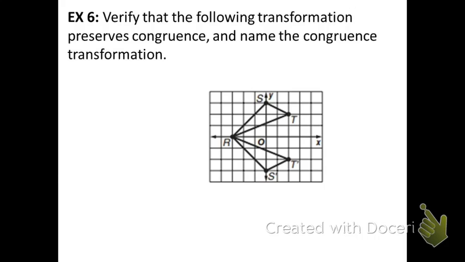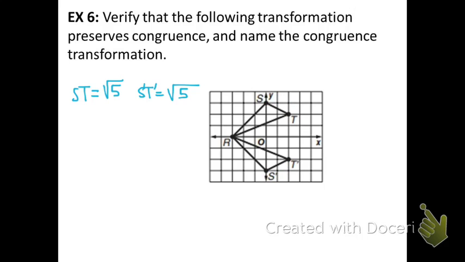On 6 it says verify that the following transformation preserves congruence, and then name the transformation. So to do this, we're going to find the length of TS. To do that, you can either use the triangle method using the Pythagorean theorem, or you can use the distance formula. Now the Pythagorean theorem is pretty quick. I can take 1 squared plus 2 squared, which is 5, and then take the square root. So ST is the square root of 5. I'm now going to find the length of S prime T prime. And I have this triangle down here. It looks like I've got 2 and 1 again, so this will also be the square root of 5.